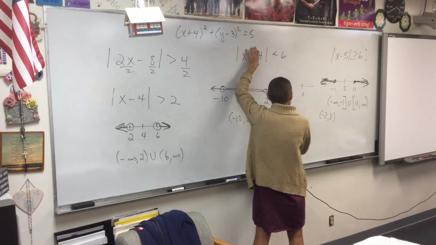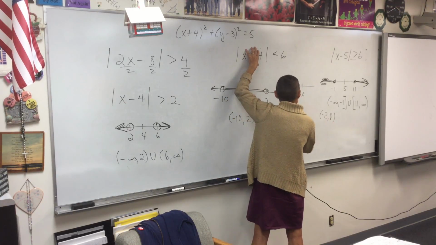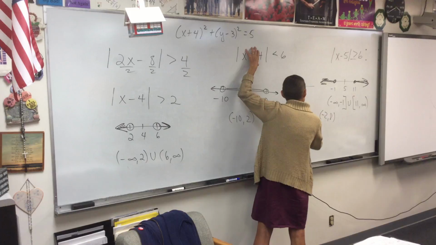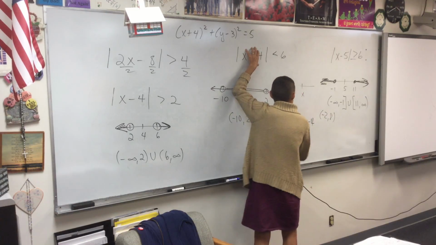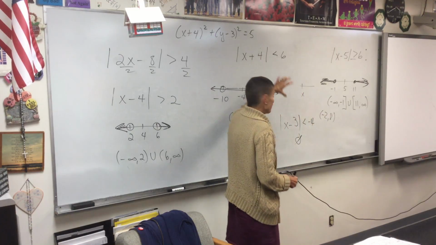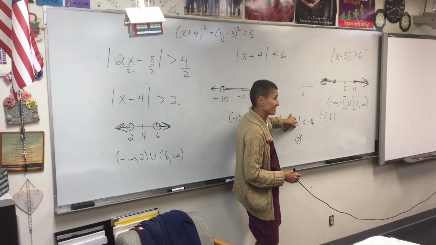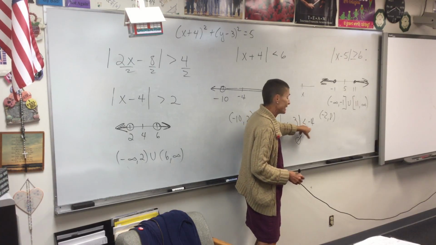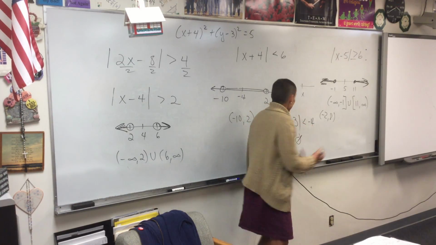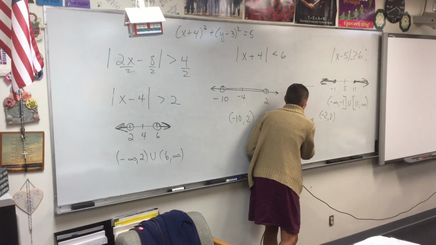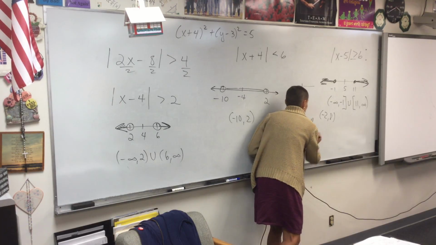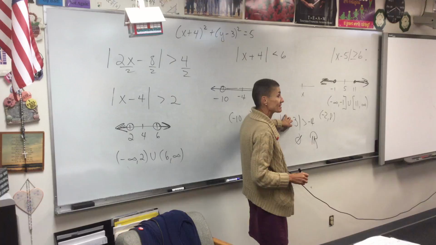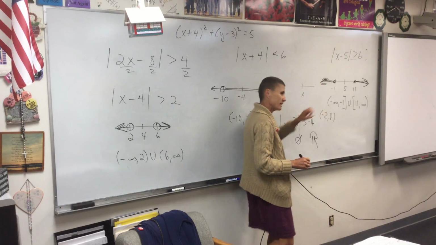So if you had a problem like this, I'm not going to do this because it would be deliberately tricky, but that would automatically be empty set because there's no way a positive can be less than a negative. On the other hand, switch it around and it would automatically be all real numbers because a positive is always greater than a negative.